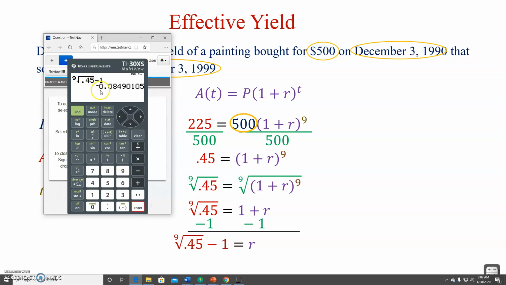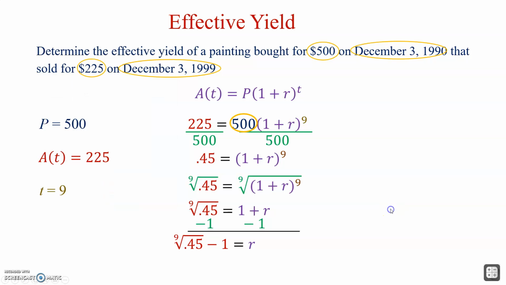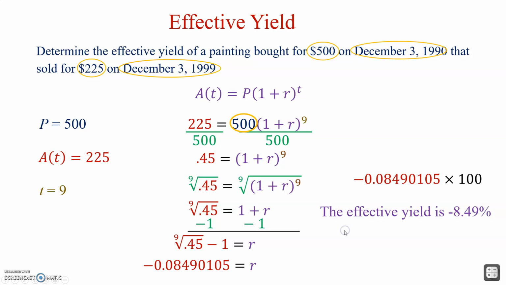All right. Negative. So we should expect something negative because we started with a purchase of 500 and we sold it for much less. So there wasn't an increase, there was a decrease. So we're going to take this number and eventually multiply it by 100 to show our percentage. So ultimately, negative 8.49%. There's our negative number the calculator gave us, multiplied by 100. There's our negative 8.49% is the effective yield.